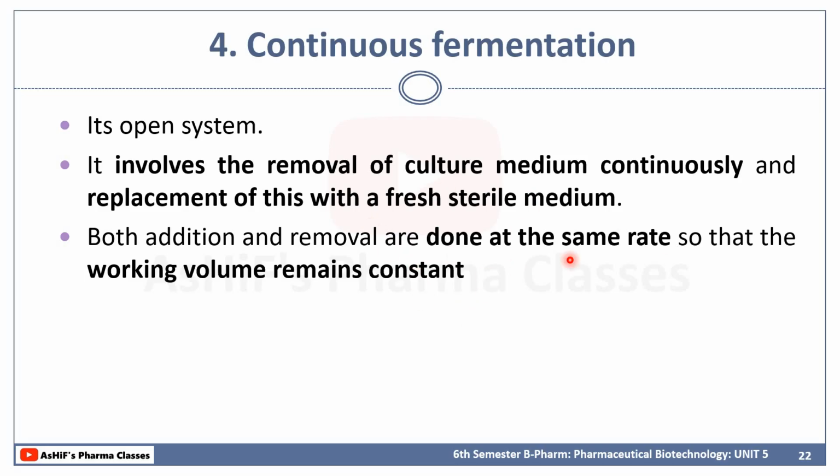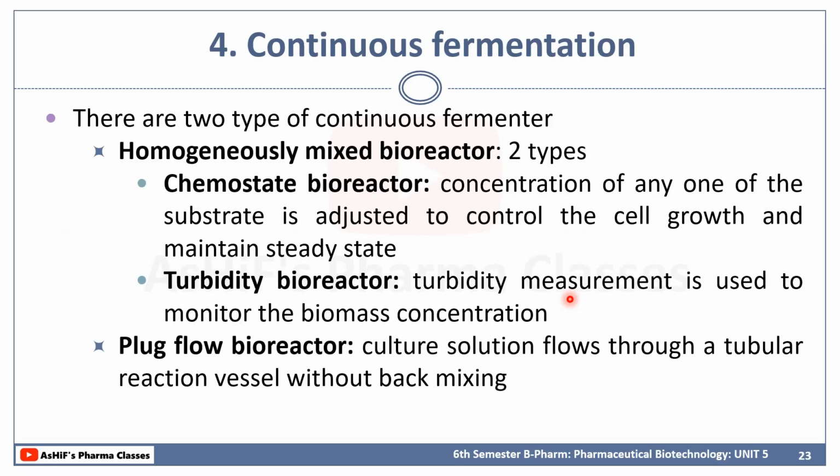So both addition and removal are done at the same rate, so that the working volume remains constant during the entire process of fermentation. So this is a non-stop type of fermentation process. We are continuously producing the end product by giving nutrient media. At the same time we are removing the used culture media or the end products. Now these are of two types: homogeneous mixed bioreactors and plug flow bioreactors.